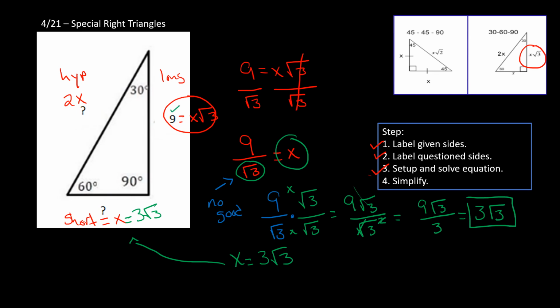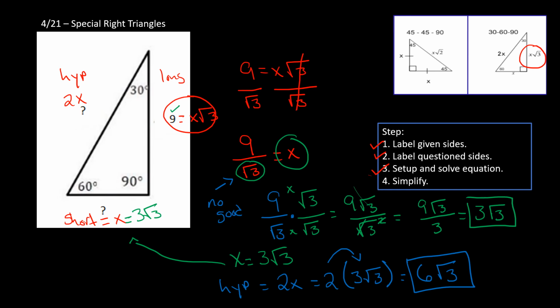What about our hypotenuse? Well, our hypotenuse is equal to 2x. Do I know what x is? Yeah, x is 3 square root of 3. So we're going to plug that in here for x. We're going to say 2 times our x value again, which is 3 square root of 3. And to simplify that out, remember we need to distribute our 2 into the parentheses, so we would get 6 square root of 3. And that is our hypotenuse. So this would be 6 square root of 3 is our hypotenuse.